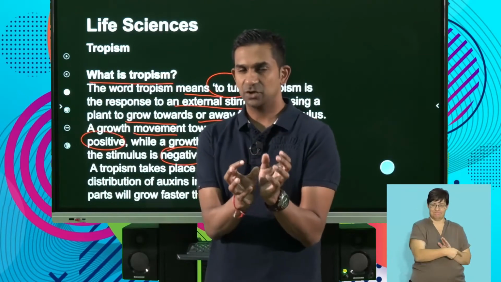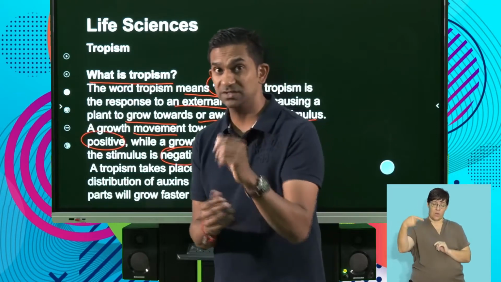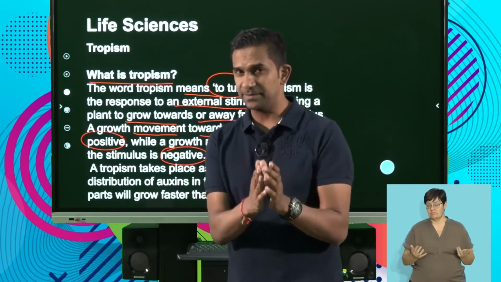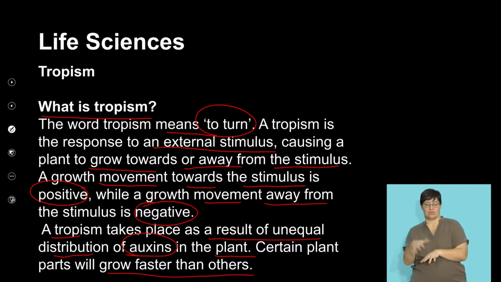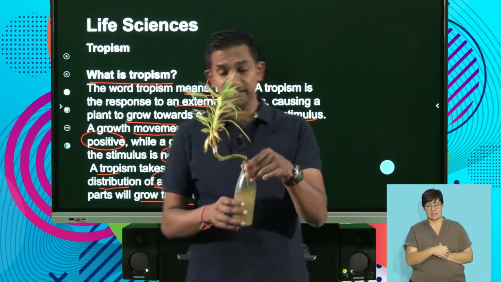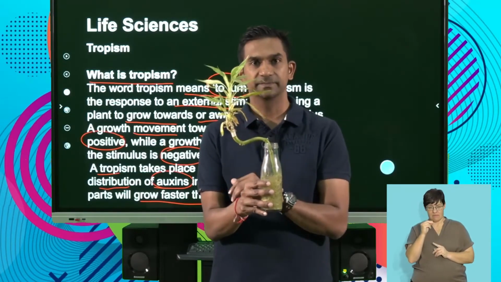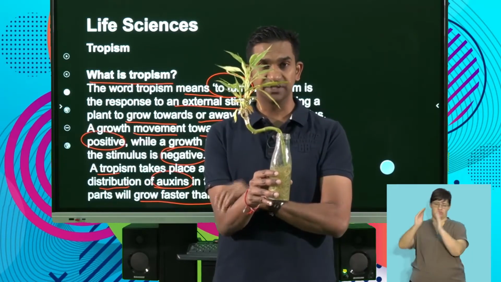So when we understand the context of a positive stimulus, we know that it's a direction in which they're moving towards, and then a negative stimulus would be a response in the opposite direction. So let's remember that when we look at these hormones. A tropism takes place as a result of an unequal distribution of auxins in the plant. Certain plants will grow faster than others. Now, it's important that at this point we recognize, I've got an example of a bamboo shoot here, and if you look at it, it's essentially taken quite a unique shape. And this shape shows you that there's been some direction change in the growth of this stem.